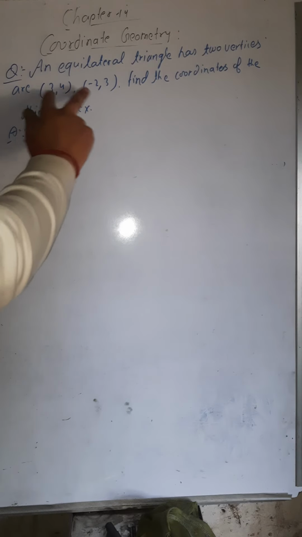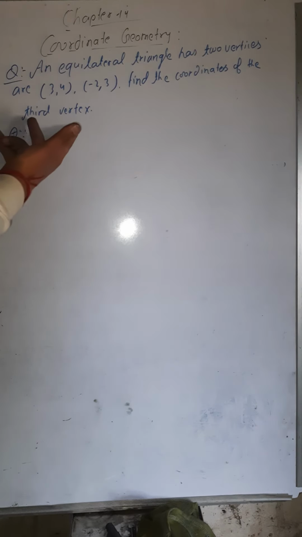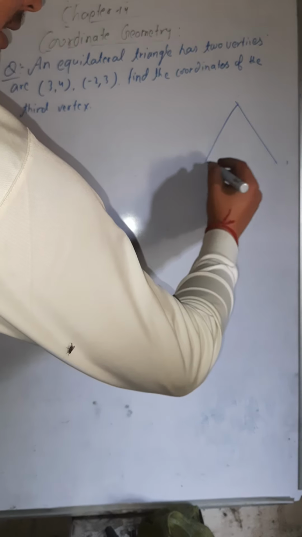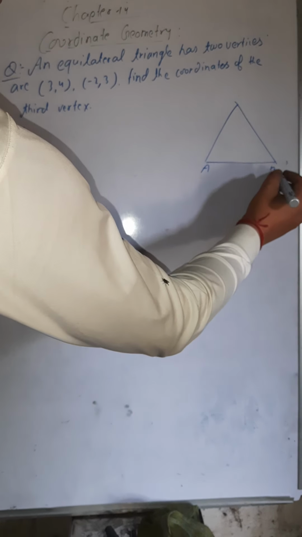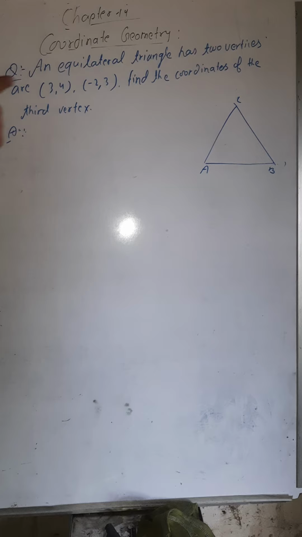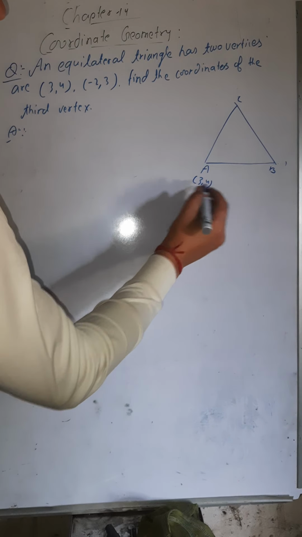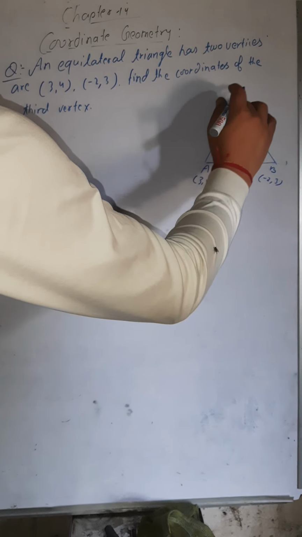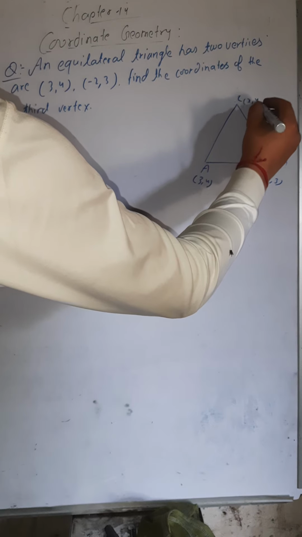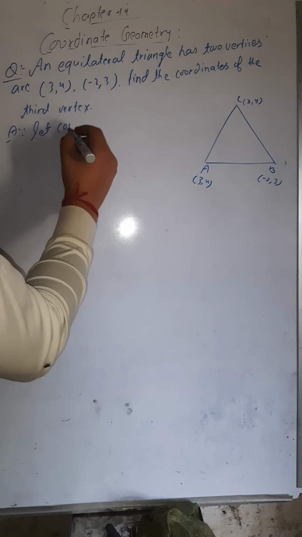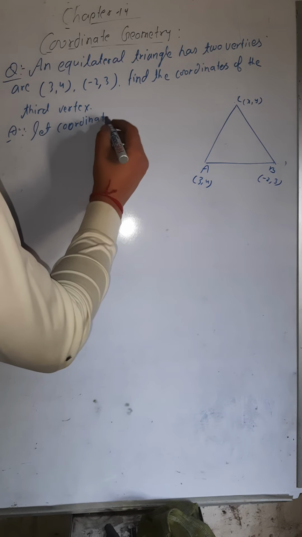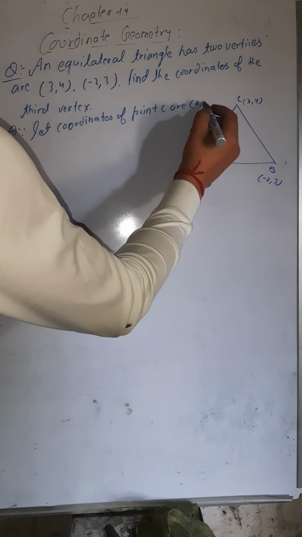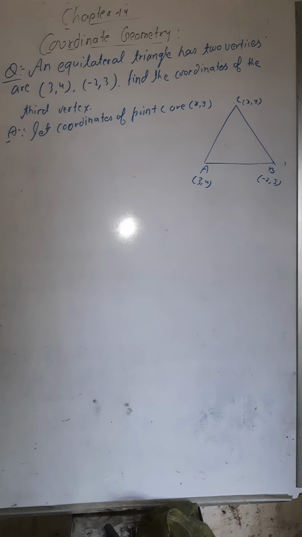Okay, now two of the vertices of an equilateral triangle you have been given. You have to find the coordinates of the third one. So let me make an equilateral triangle first. So let's say this is an equilateral triangle having the vertices A, B and C. Then the coordinates of point A have been given here as (3, 4) and coordinates of B are (-2, 3) and coordinates of C you have to find. Let's say the coordinates of point C are (x, y). So the values of x and y we have to find.